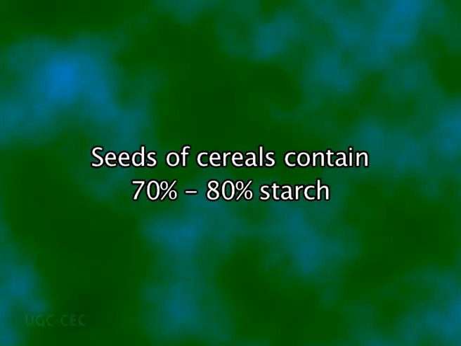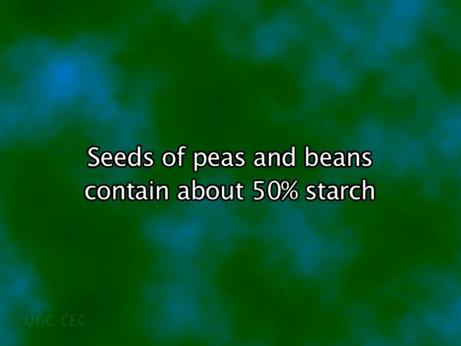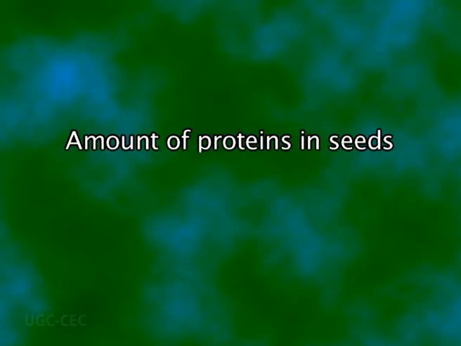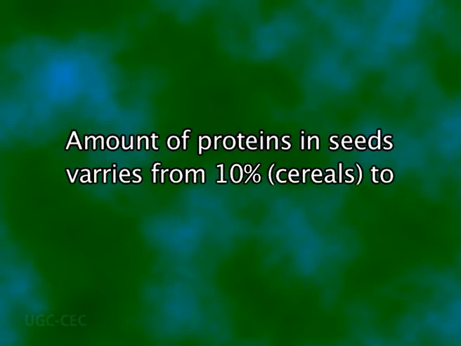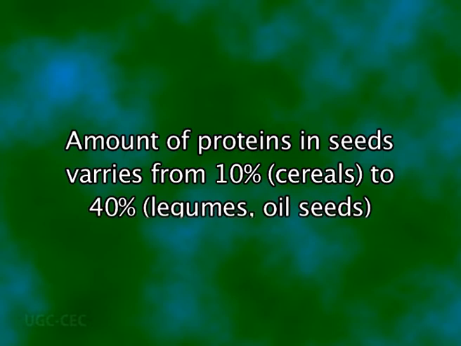On dry weight basis, seeds of cereals contain 70 to 80% of starch, those of peas and beans about 50%. Similarly, the amount of protein present in seeds varies from 10% in cereals to 40% in certain legumes and oil seeds of the dry weight, forming a major source of dietary protein.